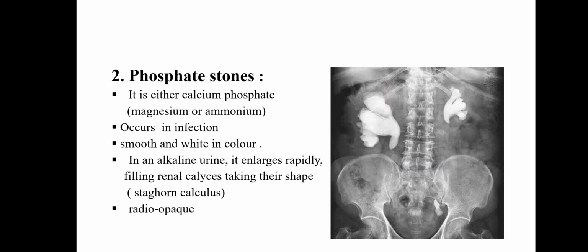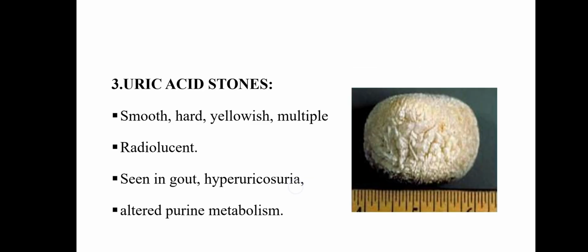Next one are the phosphate stones. These actually occur when infection occurs. It is either a calcium phosphate, magnesium phosphate, or ammonium phosphate stone. These are smooth and white in color. In alkaline urine, it enlarges rapidly, filling the renal calyces, taking their shape. Because of that, they look like staghorn calculus as seen in the side picture. These are radio opaque. Remember, it is radio opaque.